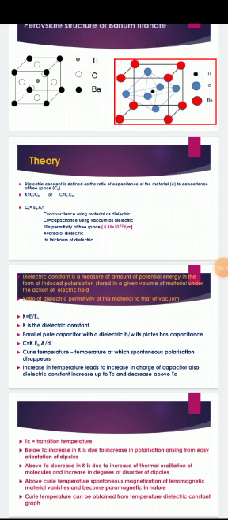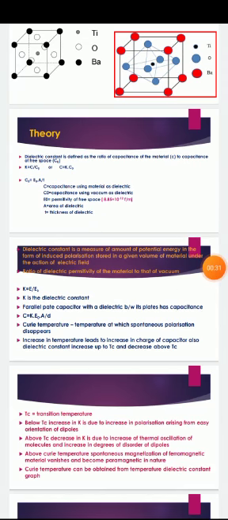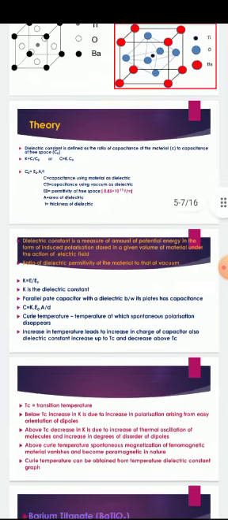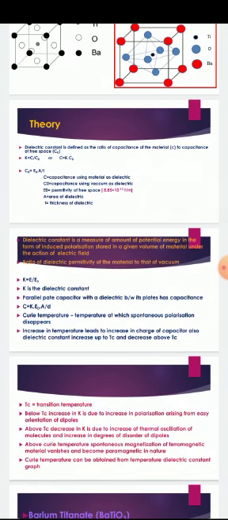What is a dielectric constant? A dielectric constant is defined as the ratio of capacitance of the material, that is C, to the capacitance of the free space, C0. So we can write K is equal to C by C0, where K is the dielectric constant. Also, we have the equation for C0. C0 is equal to epsilon 0 A by T, where C is the capacitance using the material as dielectric and C0 is the capacitance using vacuum as dielectric, epsilon 0 is the permittivity of free space, A is the area of dielectric and T is the thickness of dielectric.